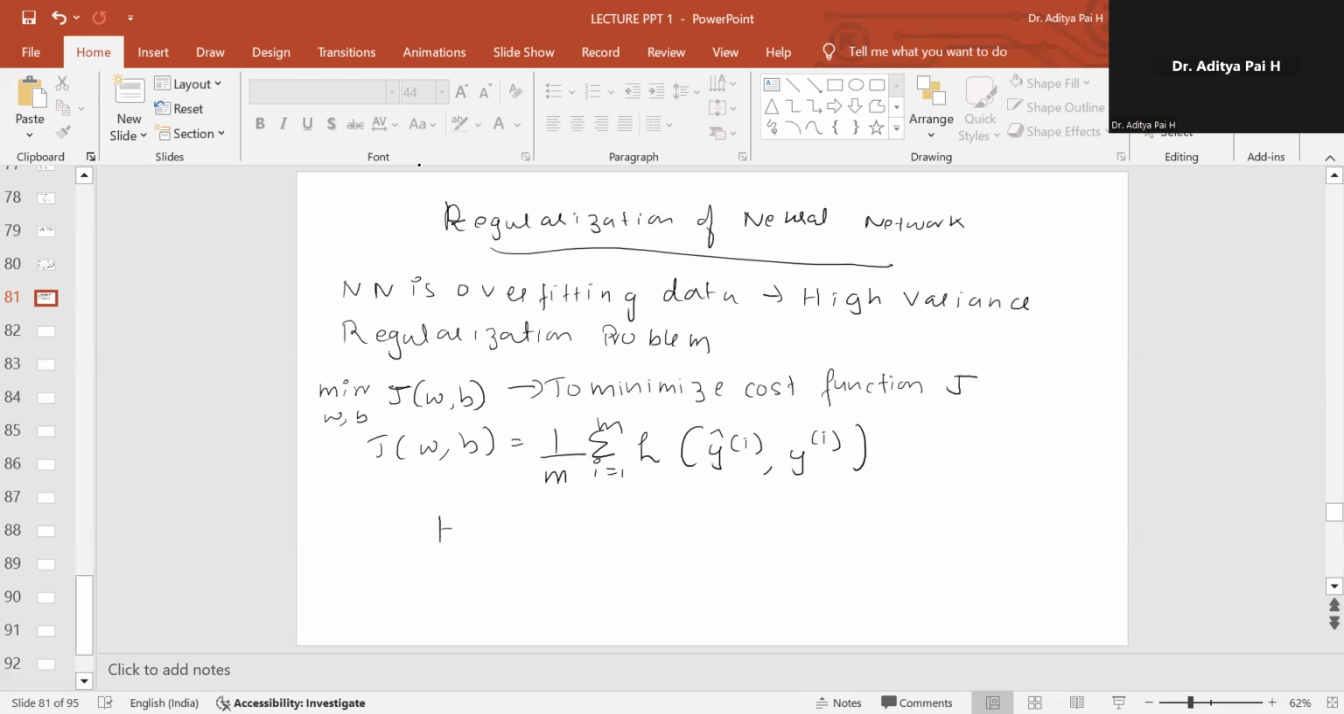Now here the cost is calculated with respect to w. W is an n-dimensional vector, and b is just a real number. Now what we need to do is add to the loss function the regularization term. Regularization is usually done with respect to the weights as well as biases.